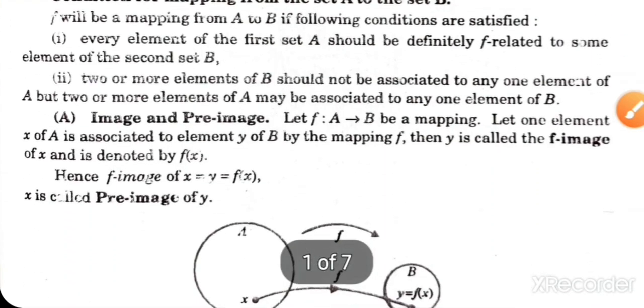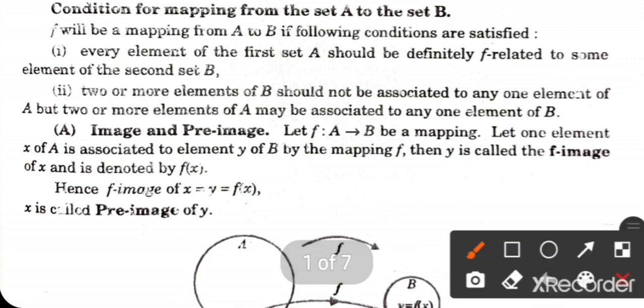Condition for mapping: the image should be unique and every element of the first set should be covered. There should be a unique image of every element of set A. That is the 1 and 2 point. Image and pre-image.